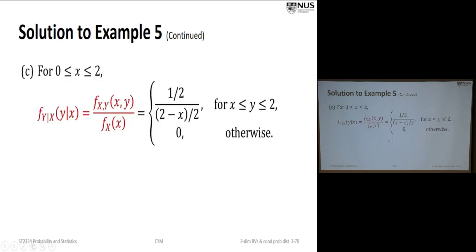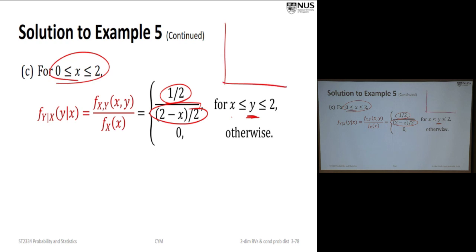Okay, so how about the conditional distribution? When x is between 0 and 2, the conditional distribution of y given x is equal to the joint distribution divided by the marginal of x. And this is valid when y is between x and 2.